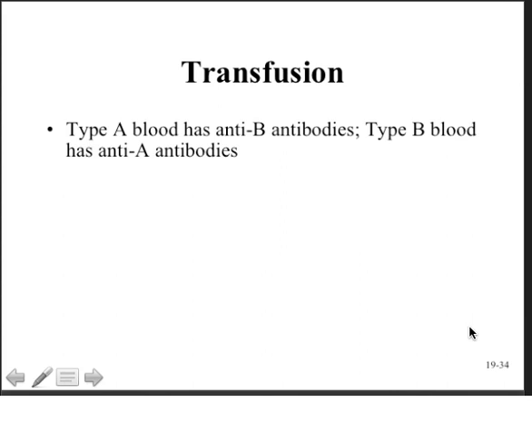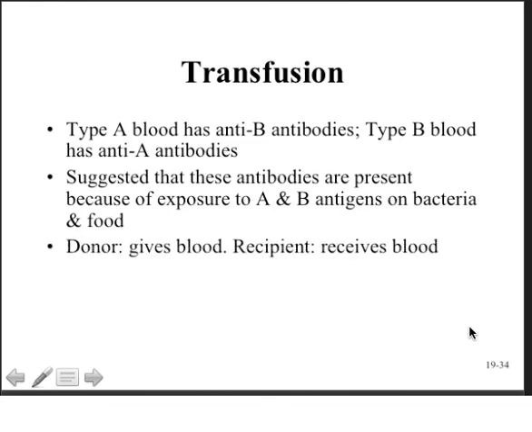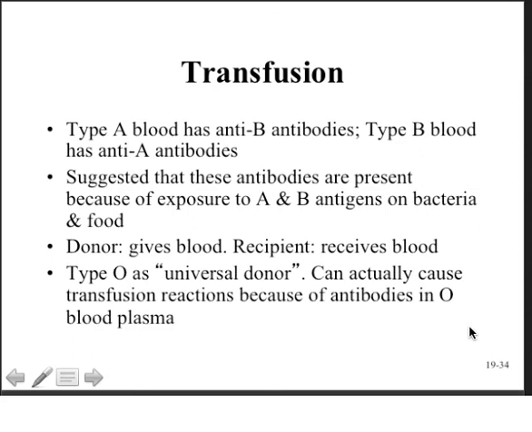Okay, so based on the information you've just heard, understand that type A blood has anti-B antibodies while type B blood has anti-A antibodies. It's suggested that these antibodies are present because of exposure to A and B antigens on bacteria or on food. The donor gives the blood and the recipient receives it.